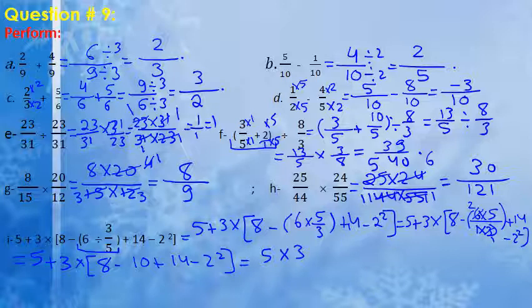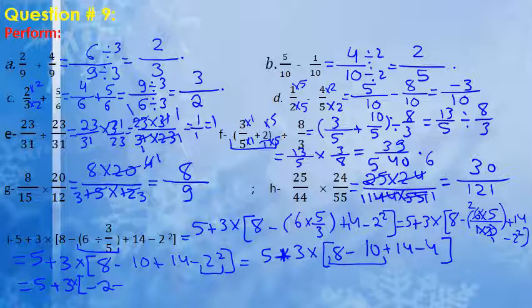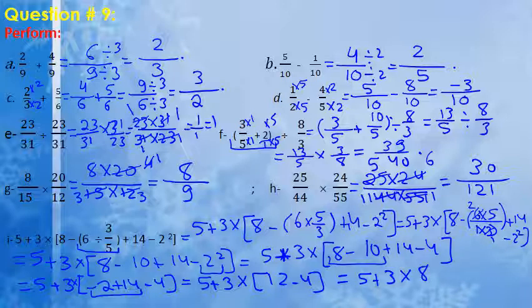5 plus 3 times, now order of operation, this is the strongest, 8 minus 10 plus 14 minus 4. 8 minus 10 is minus 2, plus 14 minus 4. Now minus 2 plus 14 is 12, 5 plus 3 times 12 minus 4. Now 5 plus 3 times 8, order of operation. 5 plus 24, this is equal to 29.